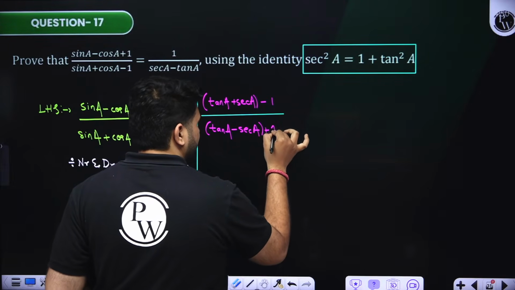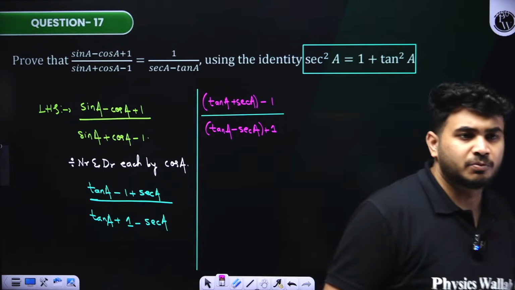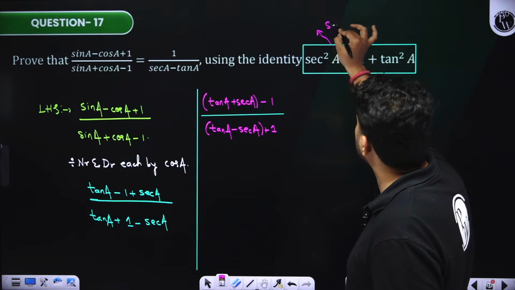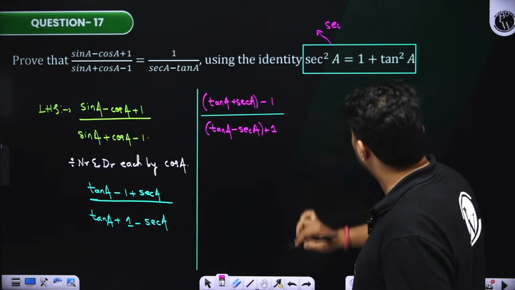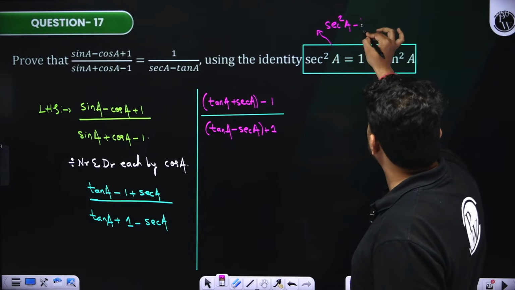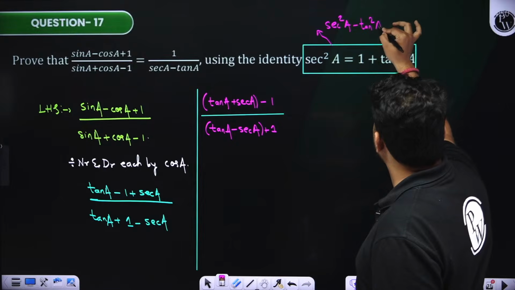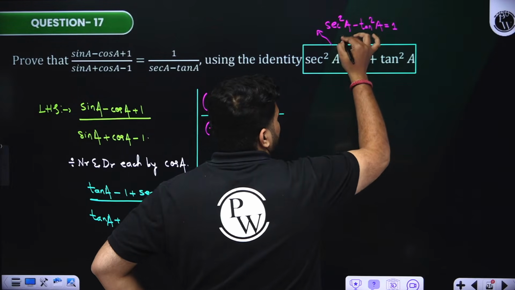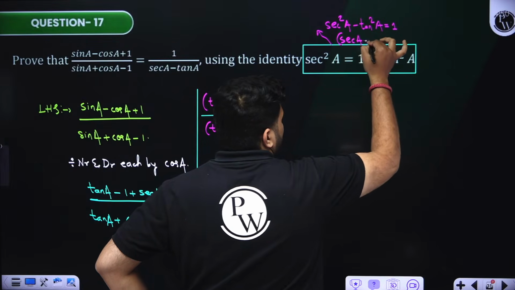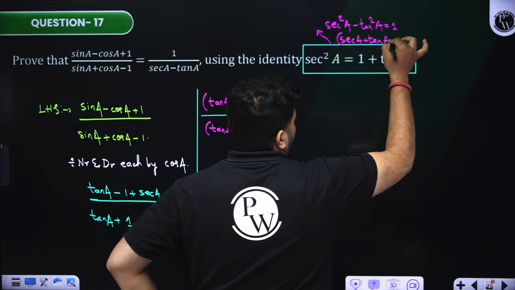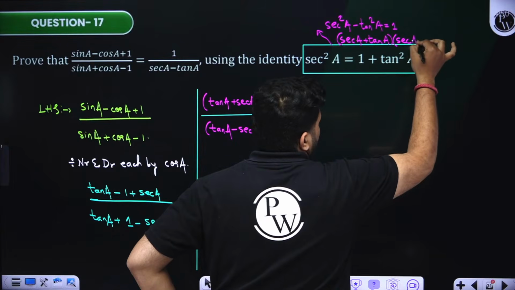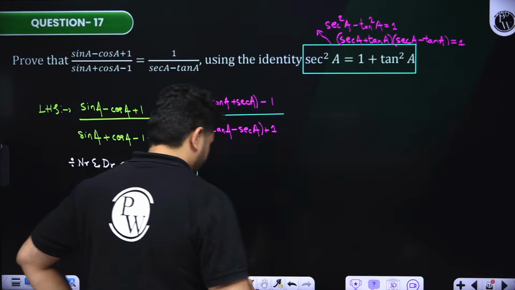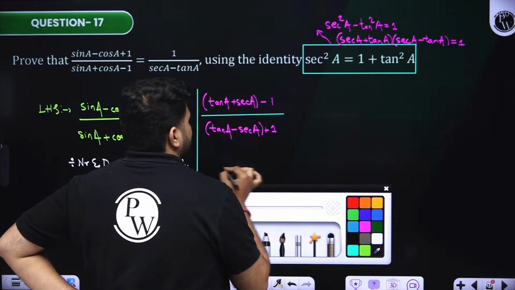plus 1, correct? Now if you observe, students, what they are telling is that we need to ultimately use this identity, right? So from here if we rearrange, secant square A minus tan square A will be equal to 1. Isn't it? So from here this is a square minus b square, which will be nothing but what? Secant A plus tan A multiplied by secant A minus tan A, the value will be equal to what? 1 over here, correct or not? Yes or no?